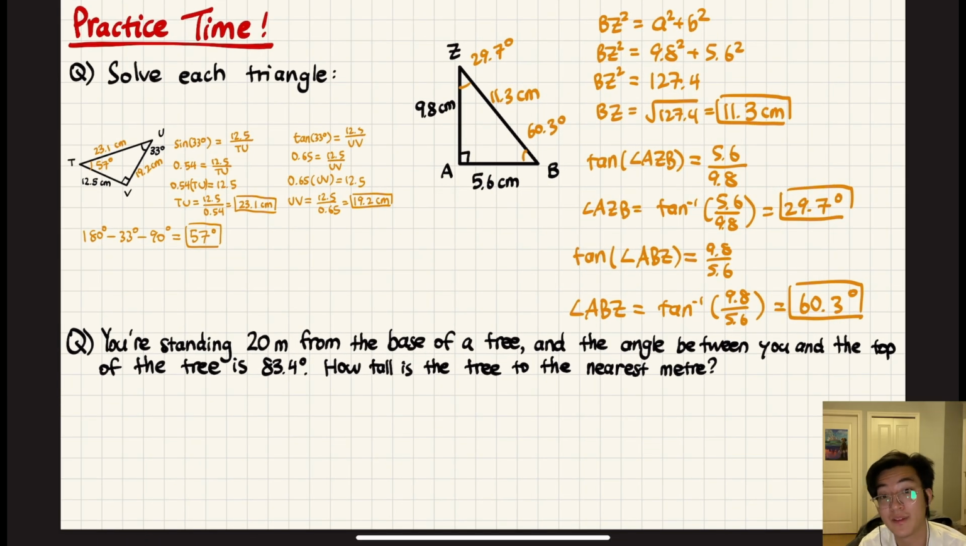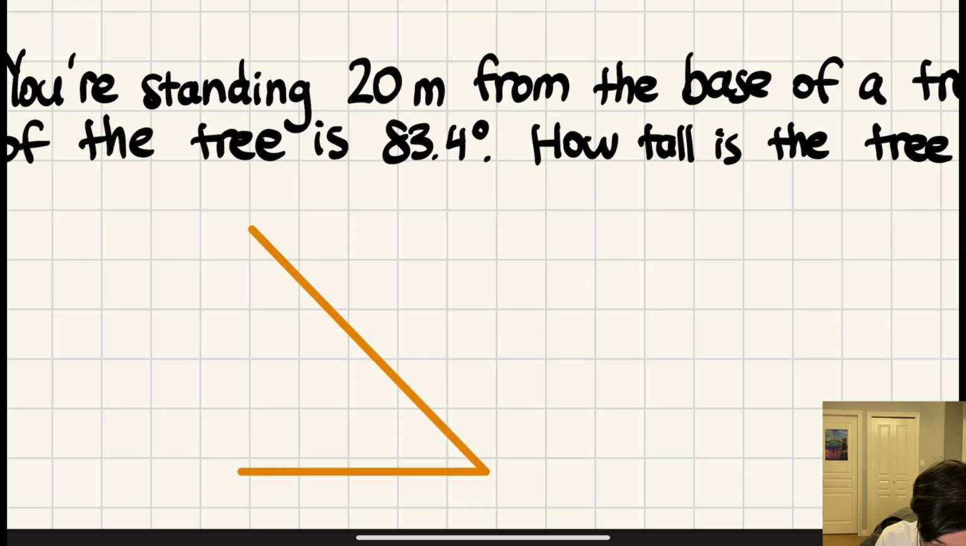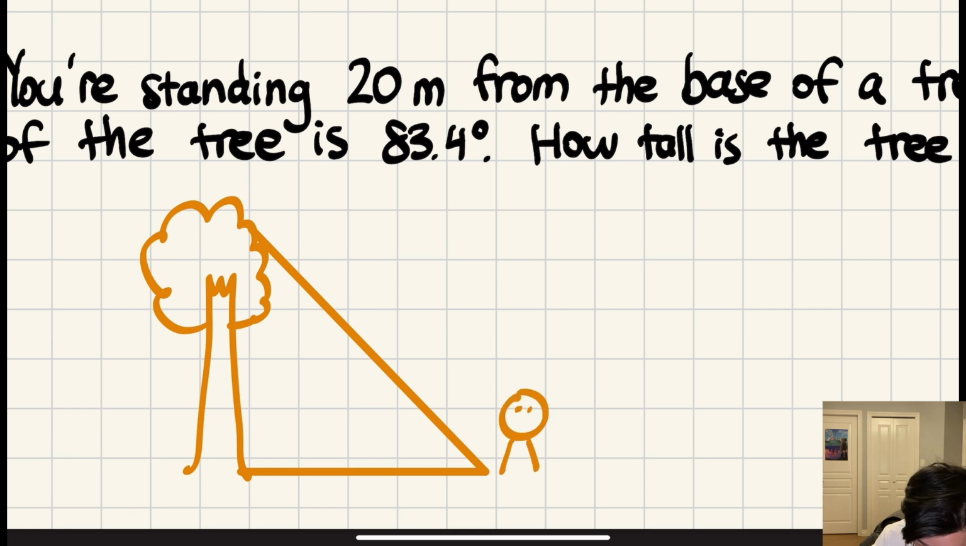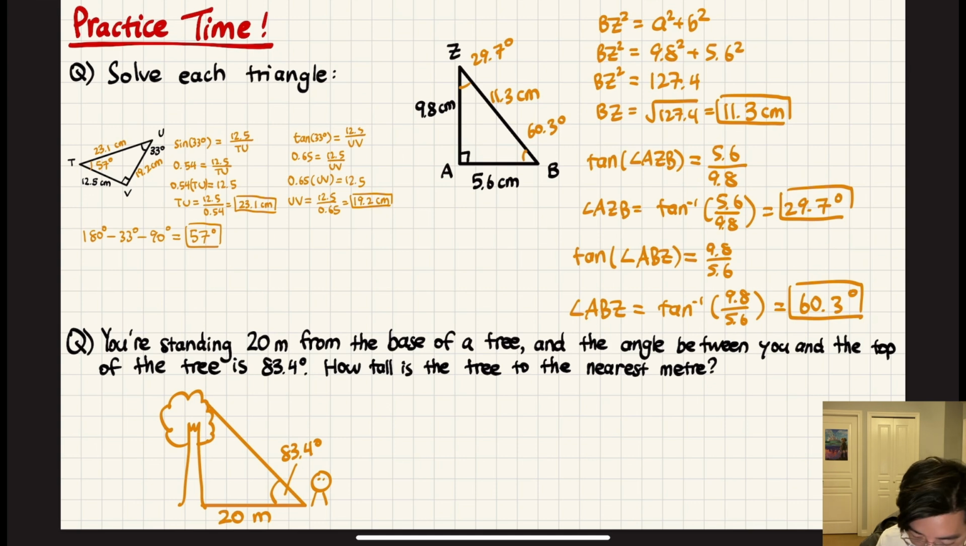Okay, so now for the word problem, just like all word problems, we'll draw a diagram. We're standing 20 meters from the base of the tree, and the angle between us and the top of the tree is 83.4 degrees. So we have the tree here, something like that. Here's us. So the base here is 20 meters, and this angle is 83.4 degrees. Now the question is asking us how tall is the tree? So how tall is this tree here?